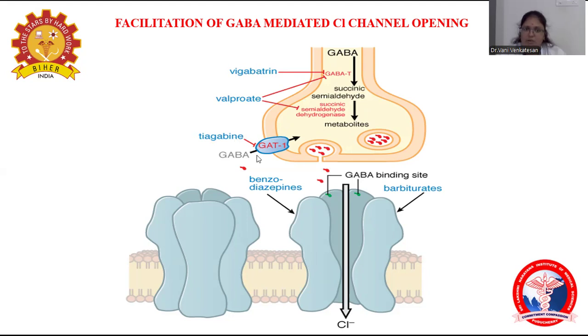Tiagabine will bind to the GAT receptor and prevent the reuptake of GABA, whereas vigabatrin and valproate bind to the GABA transaminase enzyme and prevent the breakdown of GABA. This in turn facilitates the GABA-mediated chloride channel opening.